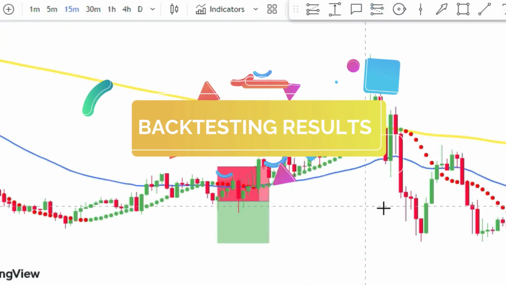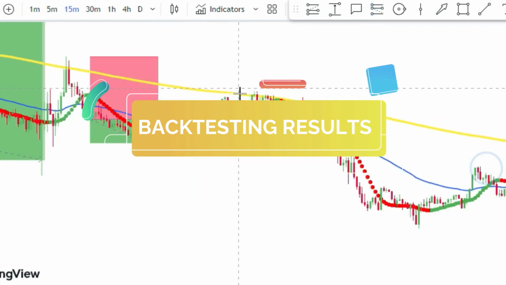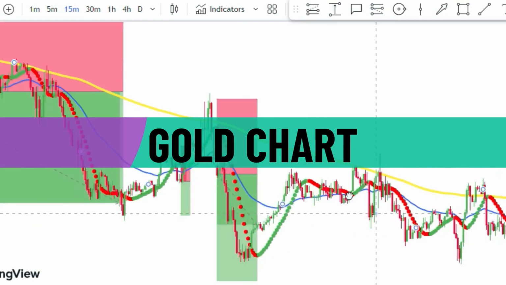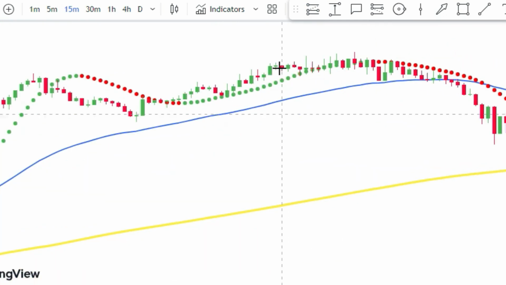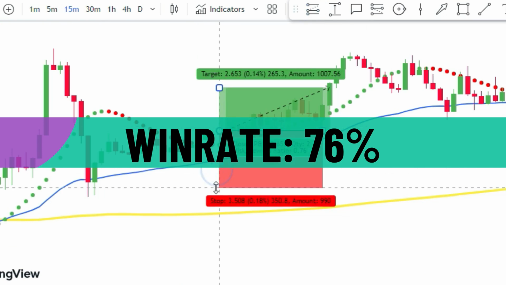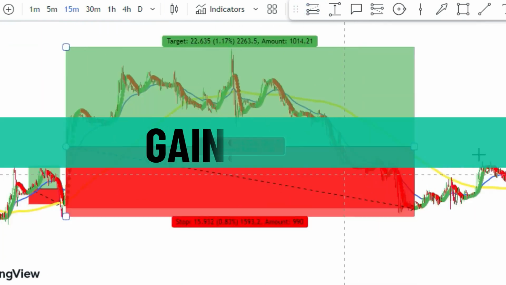Okay, now let's dive into how the strategy performs during our backtest. Here's the deal. We fired off 100 trades on the gold chart, all in a 15-minute time frame. Out of those 100 trades, this strategy had a winning streak with a 76% win rate. Over a period of 12 weeks, our profits shot out to a whopping 152%.